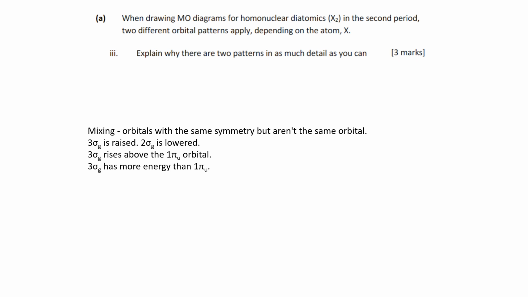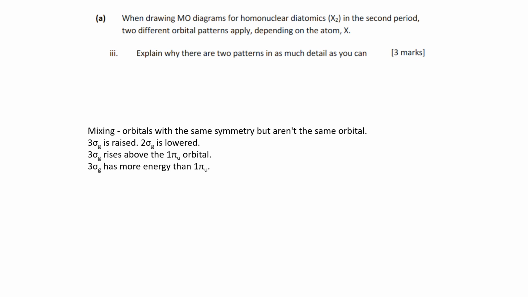The swap between the 1 pi U bonding orbitals and the 3 sigma G bonding orbital is due to mixing. Mixing is when molecular orbitals formed from the hybridization of 2s and 2p subshells have close enough energy levels to further interact. This can change the expected order of the molecular orbitals.